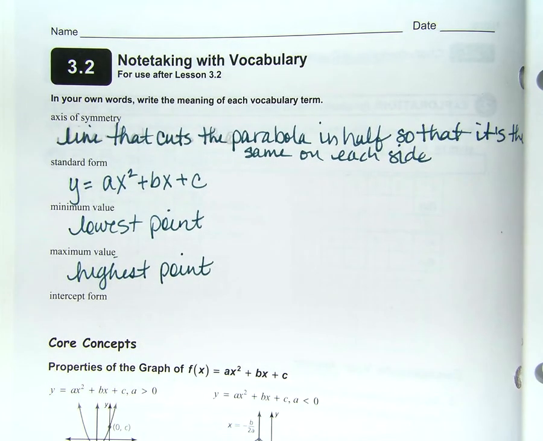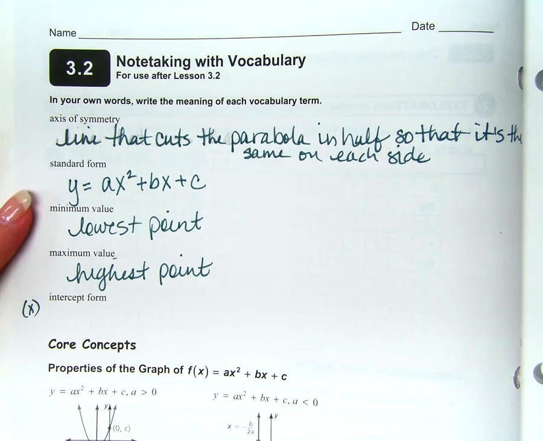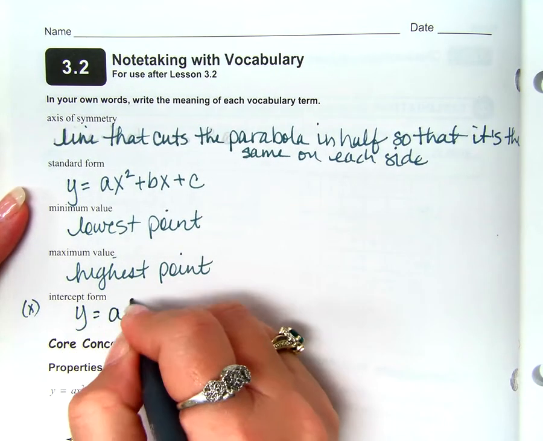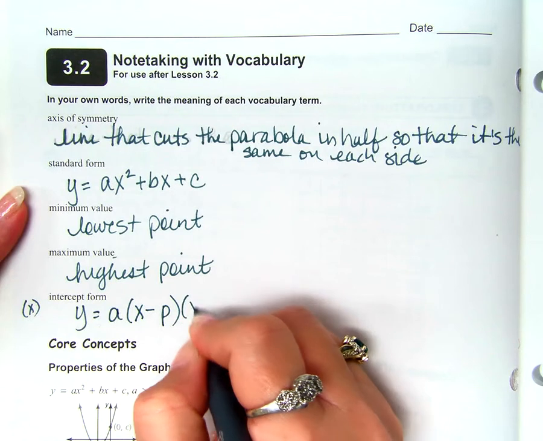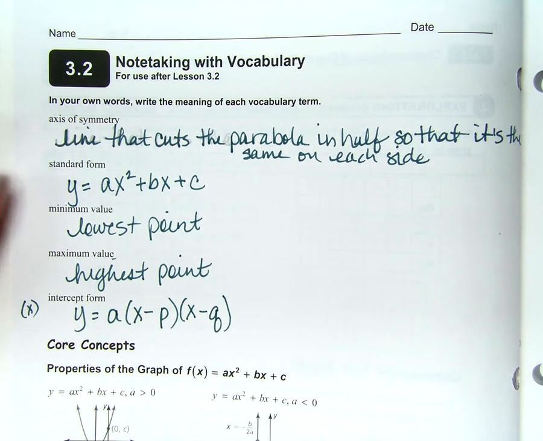Intercept form. First of all, do you know what an intercept is? It's where it crosses an axis, right? Now, like when we have slope-intercept form, which intercept are we talking about? The y, okay? In this case, however, when we're talking about the intercept form, we are actually talking about the x. So I want you to remind yourself that we're talking about the x-intercepts. And the intercept form looks like this. Y equals a times x minus p times x minus q. And it's actually in the middle of the next page, if you need to see it as well. If that helps. Okay?